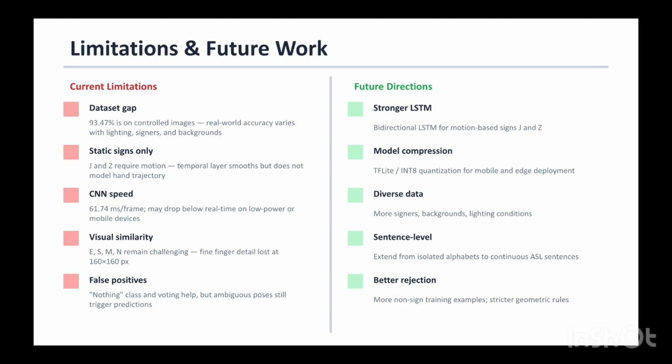So, for future work, our top priorities are TensorFlow Lite INT8 quantization to reduce CNN latency to 10 to 15 milliseconds, training with more diverse real-world data to close the dataset gap, adding a proper bidirectional LSTM for J and Z, and eventually extending the system towards continuous sentence-level ASL understanding, the true practical goal.